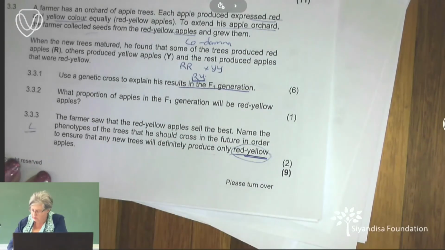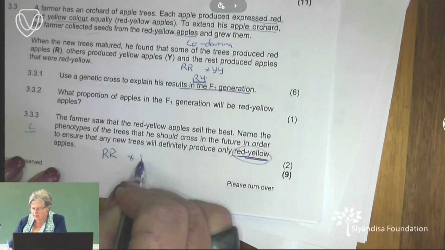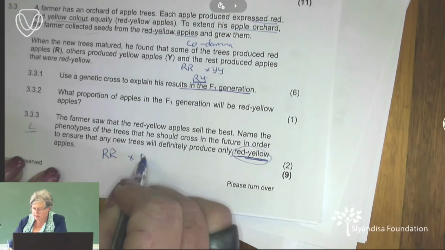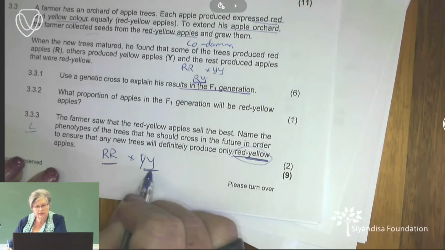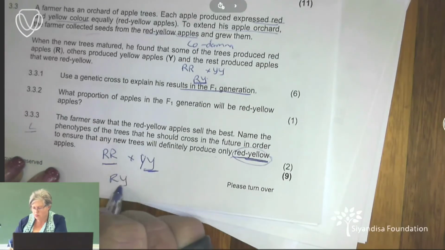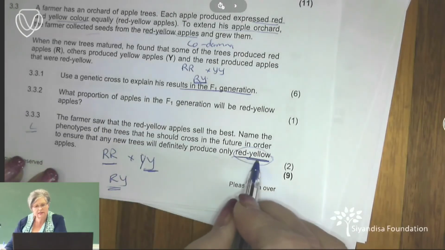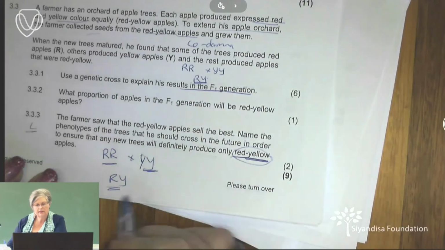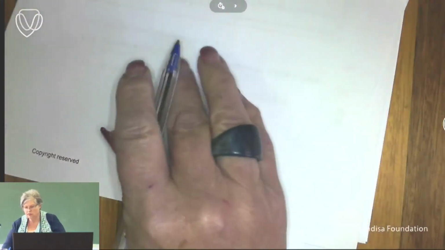So how must the parents be? If he only wants red and yellow, it means the parents must be homozygous for red and homozygous for yellow. So the offspring will all be heterozygous, or red and yellow. Okay. Different application, good example of a level C question.